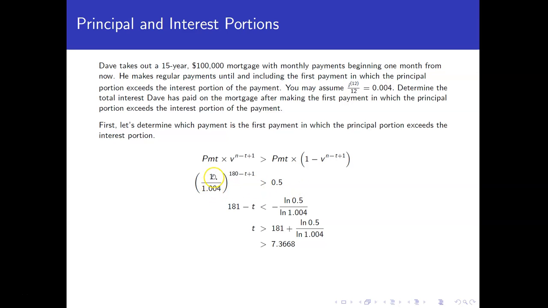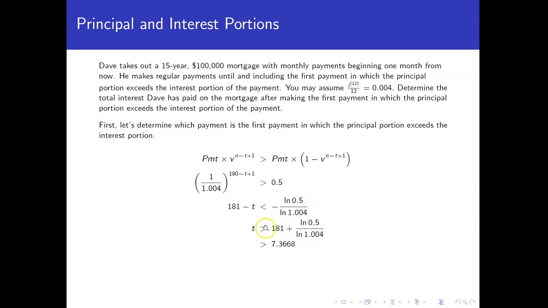On the left-hand side, v is 1 over 1.004. n is 180. I want to solve for t, so I need to take the natural log of both sides. Then I'll divide by negative natural log of 1.004. It's negative because this is 1.004 to the negative 1. You need to bring the negative 1 down in front. Since it's negative, we're going to flip the inequality. So we'll get 181 minus t is less than this expression on the right-hand side.